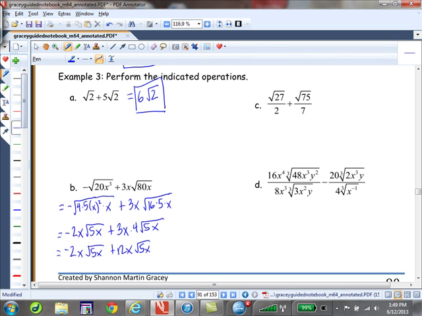So now do you see we have like radicals? The radicands are each 5x, and the index on each of them is 2. So we can combine these to get negative 2x plus 12x, which is positive 10x times the square root of 5x. And we're done.